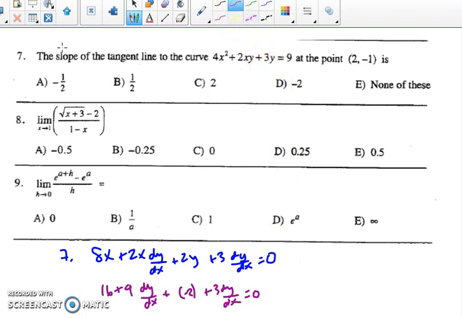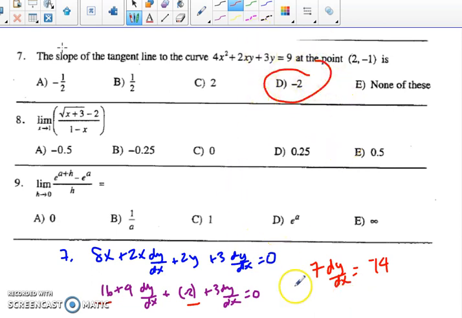So I'm going to go ahead and take, let's see, I have 4 dy/dx plus 3 dy/dx, which is 7 dy/dx. And then on my other side, I have this 16 minus 2 is 14, but flip it to the other side, I get -14. So my dy/dx, I can already tell, is -2.